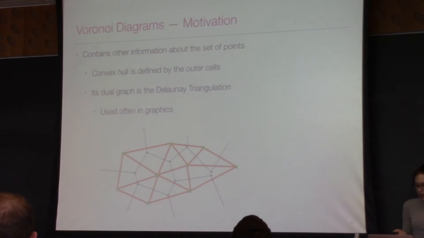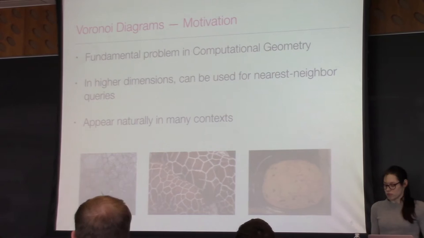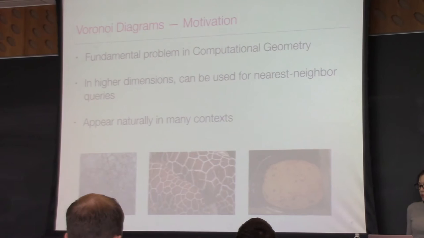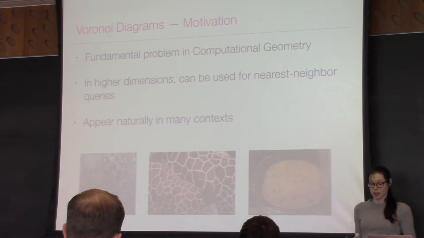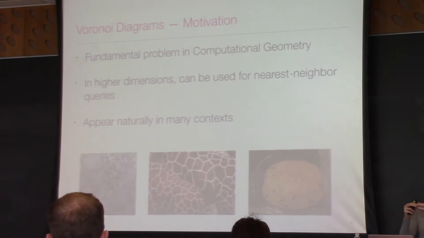Another thing is that Voronoi diagrams are a pretty fundamental problem in computational geometry. They're studied all the time. In higher dimensions, they can be used for nearest neighbor queries, although we're not going to do that here. We're only going to be talking about sets of points in the plane. They come up naturally in a lot of contexts, so I have a few pictures of where they come up in nature. Basically, any case where you have things growing uniformly out from a set of points, the boundaries that you get are the Voronoi diagram.